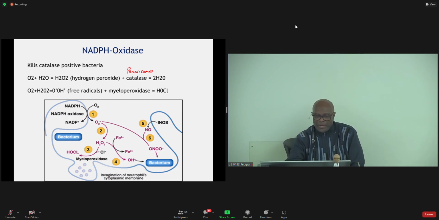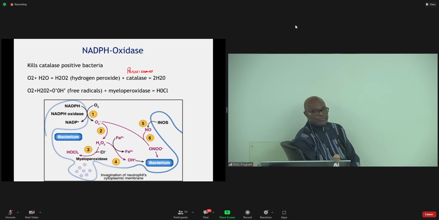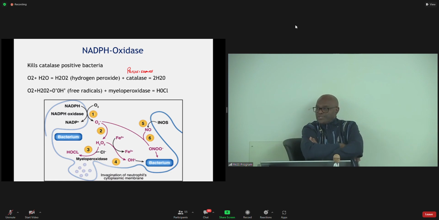And then we have myeloperoxidase that'll help you turn some of these into HOCl, which is a weaker free radical. That's the same thing as chlorine bleach. Ring a bell? Why do you put bleach in the wash when you're washing your whites? Now you know.